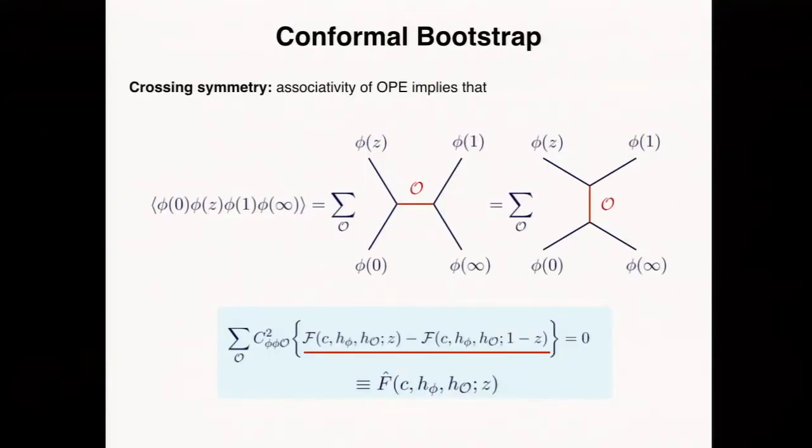So crossing symmetry is the associativity of the OPE. Either one can combine in this manner or combine in that manner, and they should give you identical answers. That leads us to a constraint on the Virasoro conformal blocks. So here's the one with this quantity, and the difference, basically exchanging, is replacing z by 1 minus z. Then the sum over all the operators has to be 0.